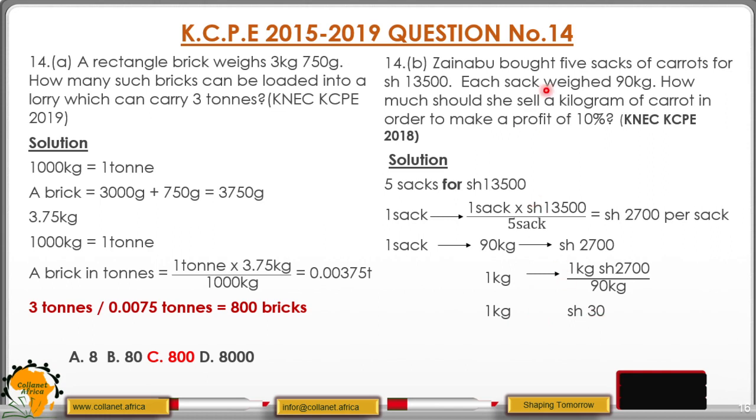So now the question went like this: how much should she sell a kilogram of carrot in order to make a profit of 10%? So the selling price must be more. Therefore, it is 100 plus 10. So you get 110 over 100 times 30. This is the buying price. So the zeros cancel, 3 times 11, you get 33. So the answer is 33.